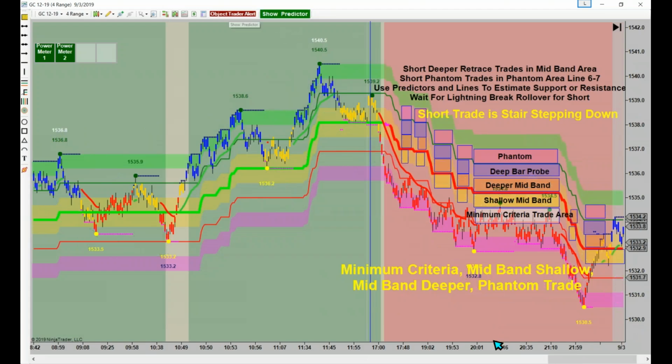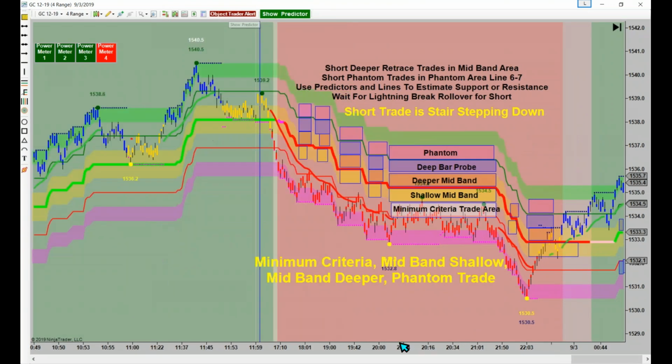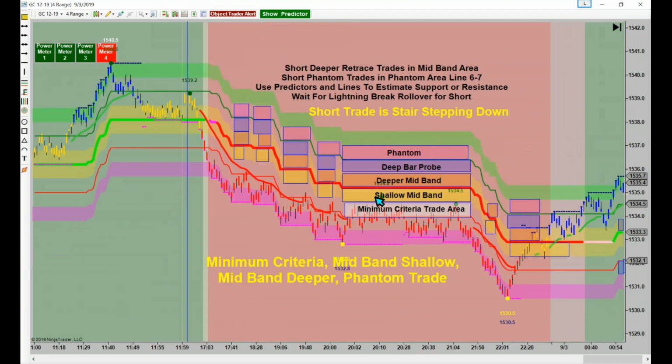All right. Now we drew on this chart. Where did it ever come into these areas? Ever come into this area? Now it came into what we call the minimum criteria. So you might have gotten a little scalp here, but isn't that the shallow midband that we're looking for? When it comes up into this line 3 to line 4 and rolls over, that would be a trade, wouldn't it? See how you can see that?